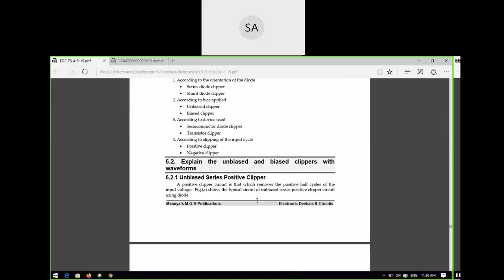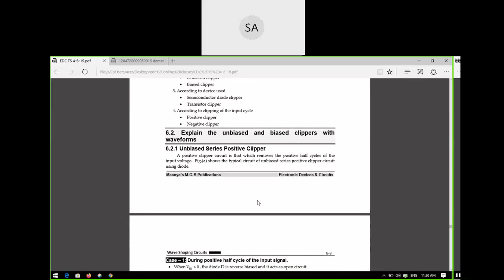So what is the meaning of unbiased? It means without any battery supply. There is no external supply, then you can call it unbiased. You are not applying any external DC voltage, so that is called unbiased clippers. Biased clippers means you are applying some biasing, that means some external voltage or battery, some extra DC voltage. Then you can call it a biased clipper.